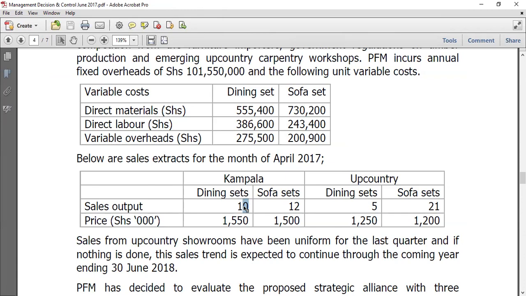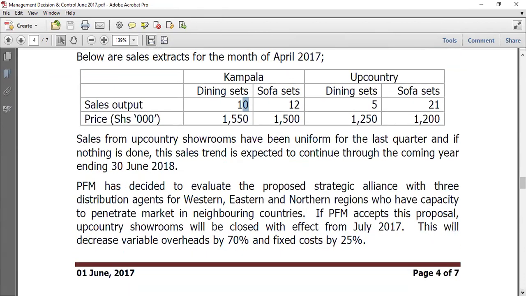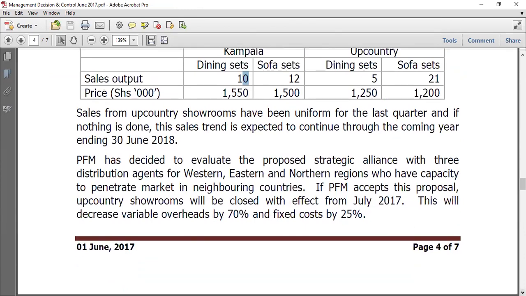And then you're able to get your fixed costs, and then able to get the profit, okay? So that is what basically happens. Now they have told you something here, that the variable overheads will decrease by 70%, and then the fixed costs will also decrease by 25%.